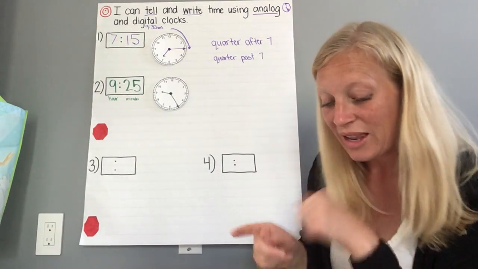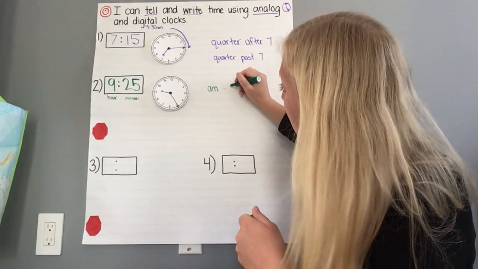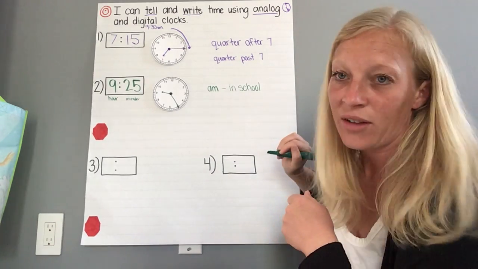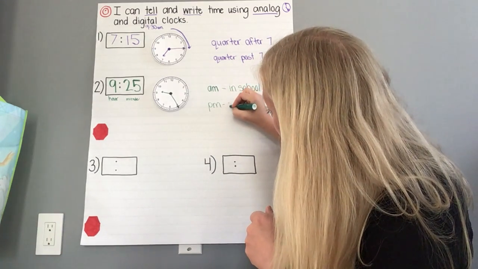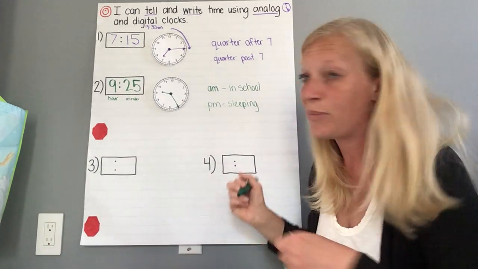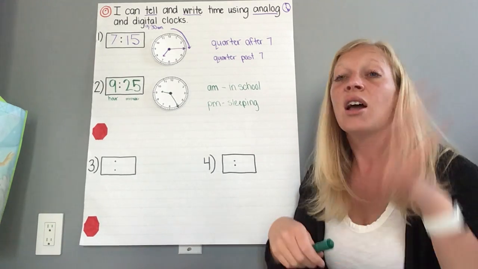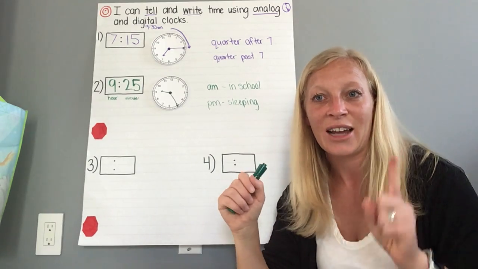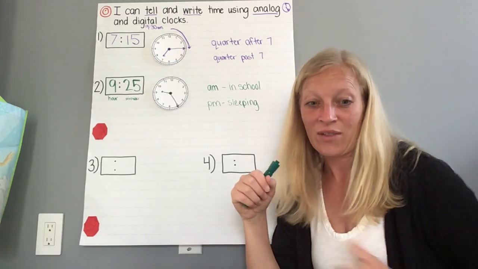All right, so we know that in the a.m., 9:25 a.m., we're in school, we're doing learning, maybe we're having a little snack, and in the p.m., we are sleeping, hopefully. There's a big difference between 9:25 a.m. and 9:25 p.m. So can I say, oh, it's 9:25? No, I really want you guys getting in that habit of saying it's 9:25 a.m. or it's 9:25 p.m. Very good.